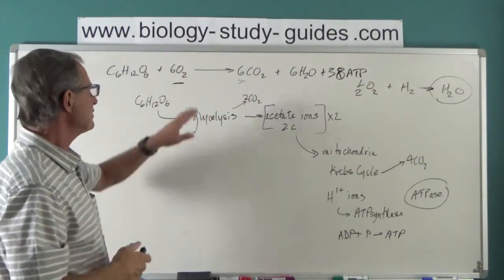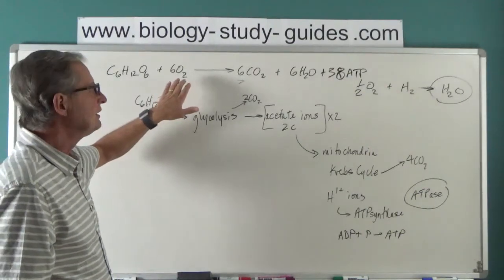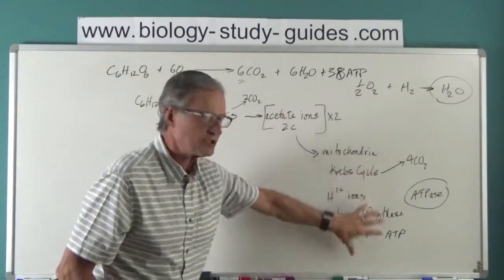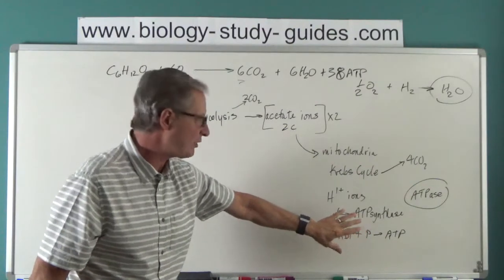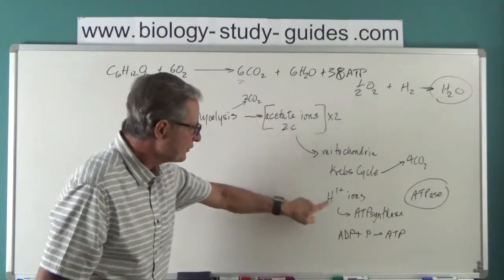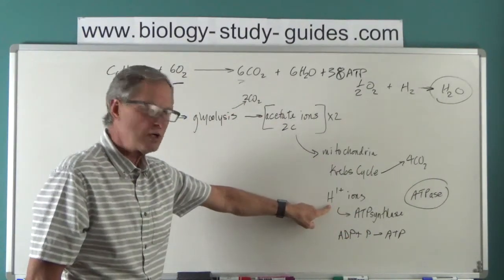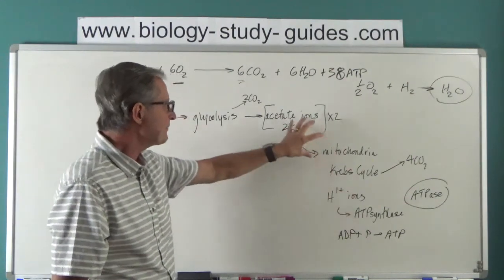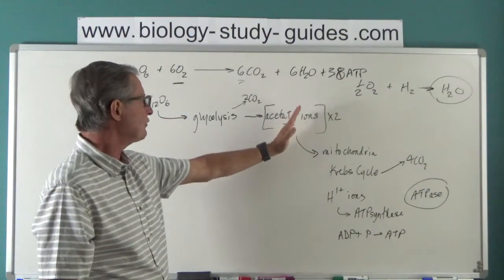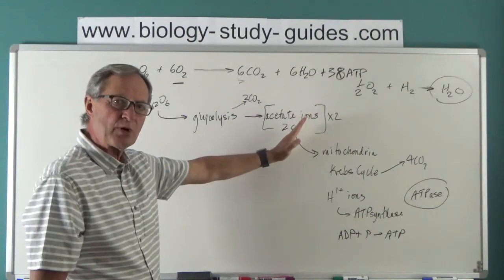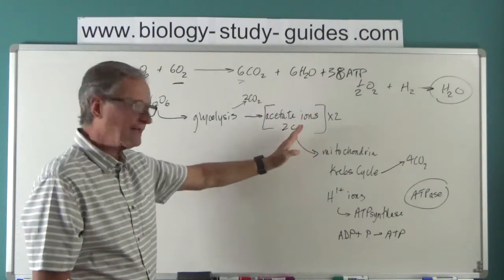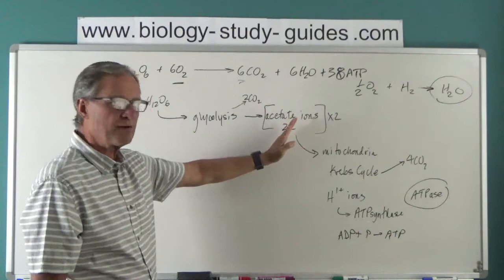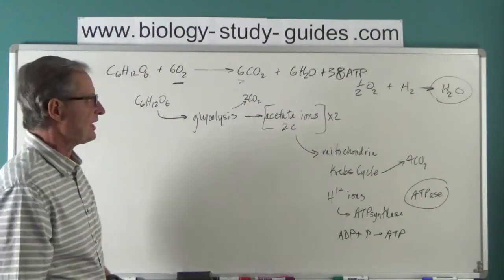And if there isn't any oxygen available, this whole system backs up. It shuts down, because if there's no oxygen, there's no place for these hydrogen ions to go. The hydrogen ions sort of plug up the system, and it stops right there, and we have anaerobic respiration, which we've also called lactic acid production, and it's a very inefficient fermentation process.